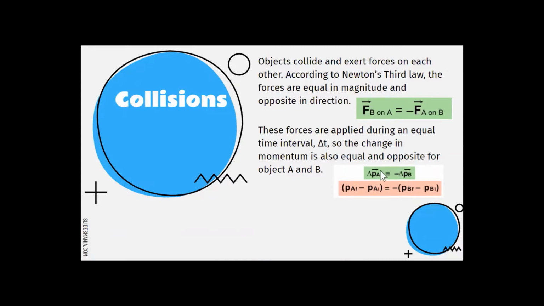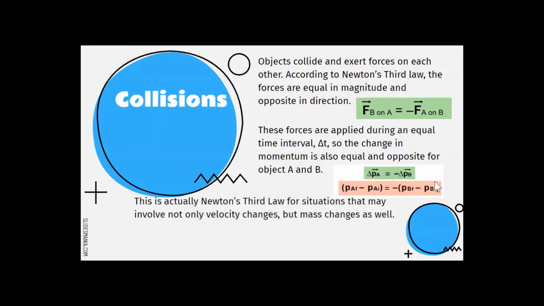And so you can again think, well, what is changing? Change is final minus initial. So here is the final momentum of object A minus the initial momentum of object A is equal to the negative of the final momentum of object B minus the initial momentum of object B. So this is actually Newton's third law applied to situations that may involve not only velocity changes, but mass changes as well. So I want you to think about what might be an example of a mass change in a collision. So when might you actually have a mass change in a collision?